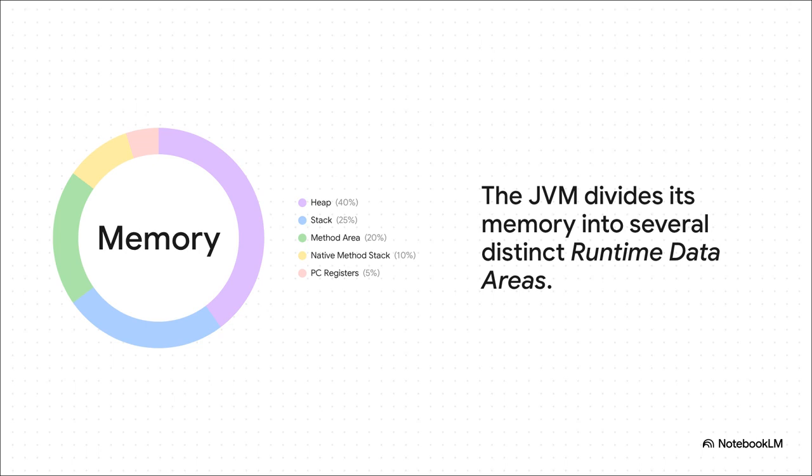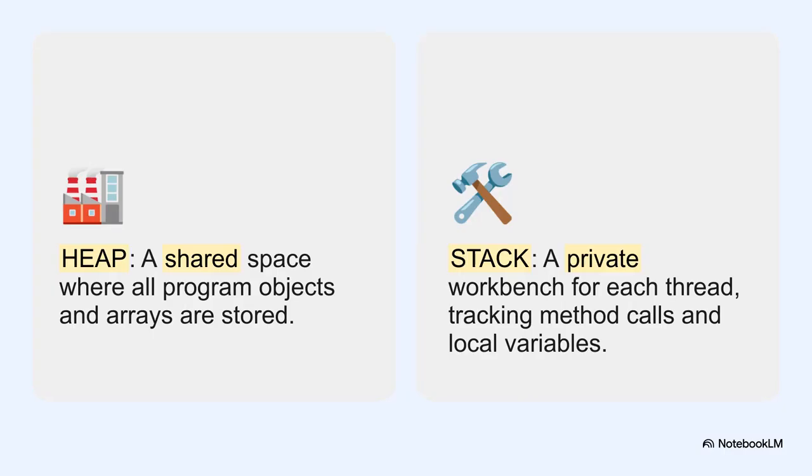You've got the method area for all the class data, the heap where all your objects get to live, the stack for method calls, and a couple others for general bookkeeping. Each one has a very specific and crucial job to do. Now, let's zoom in on the two big ones you'll hear about all the time, the heap and the stack. The heap is like a giant shared factory floor. It's where all the objects and arrays for your program are built and stored, and it's accessible to everyone. The stack, on the other hand, is more like a private workbench for each individual worker or thread. It keeps track of temporary stuff and which method called which, making sure the work gets done in the right order.